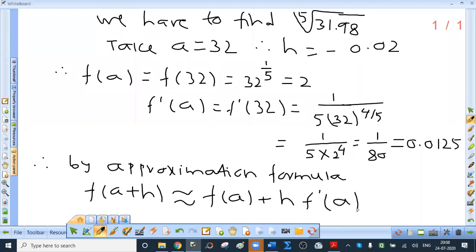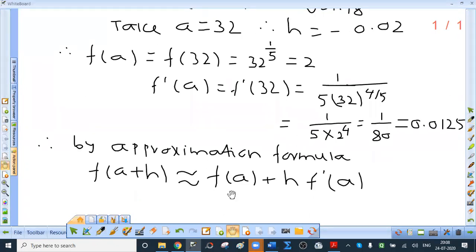So by approximation formula, what is f of a plus h? It is approximately f of a plus h f dash of a. Presentation is important. So you have to say fifth root of 31.98 is approximately, substitute the values.